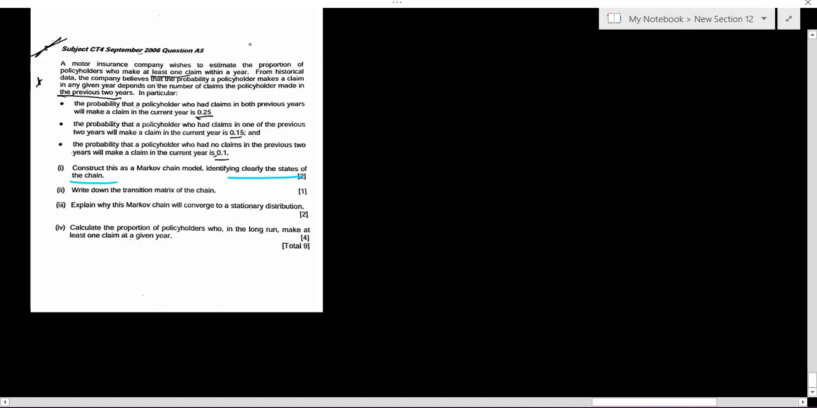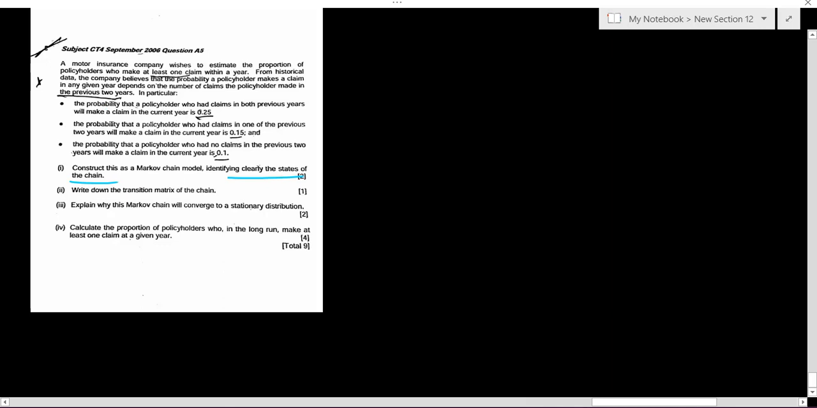Okay, from historical data, the company believes that the probability that the policyholder makes a claim in any given year depends on the number of claims he has made in the previous 2 years. So clearly it is not Markov, because the future value also depends on the past value along with the present. So it depends on 2 years.